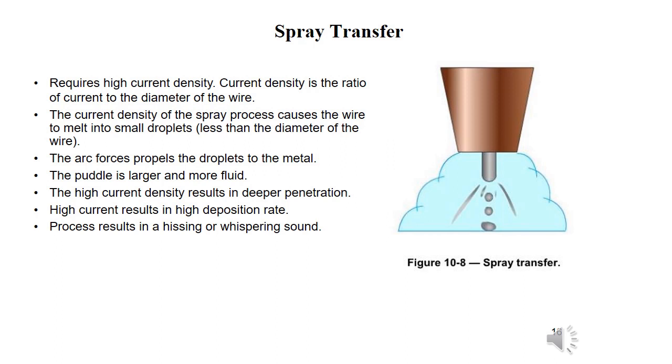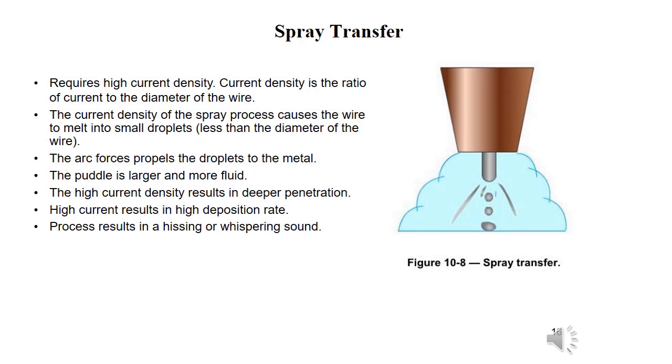The arc force propels the droplets to the metal. Remember, with globular, you're waiting for gravity to do the work. Not here. In this instance, the arc force propels the droplets to the metal. The puddle is larger and more fluid, which means a relatively large weld puddle is a characteristic of this mode of transfer, which limits the use of this mode of transfer to flat position groove welds and flat and horizontal fillet welds. The high current density results in deeper penetration. The high current also results in high deposition rates. Process results in a hissing or whispering sound.